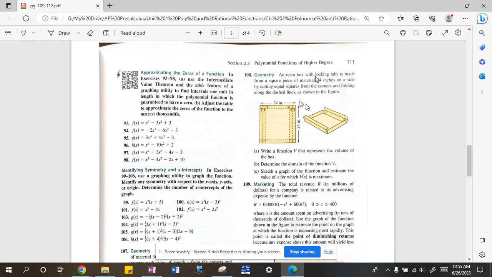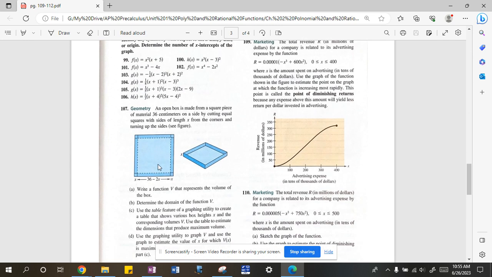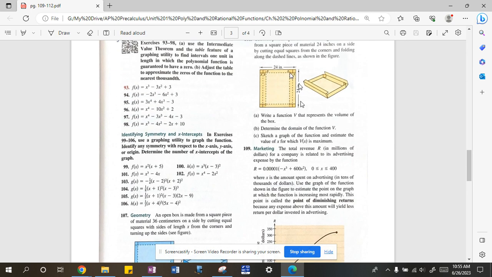We've got this open box made from a square piece of material, 24 inches on each side. You're cutting squares from the corners and folding along the dashed lines. This is slightly different than this one where you're cutting off the corners and just folding up. You can see the dimensions are like x here and then 2x over here. So write a function that represents the volume of the box. So that second x flap is being folded up and over.